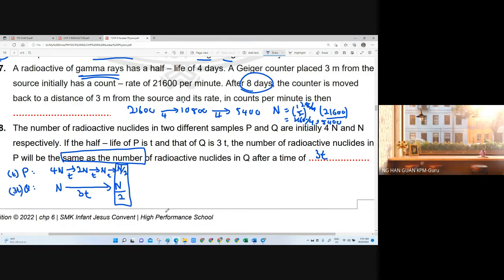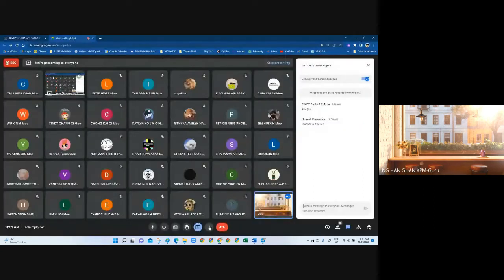So let's continue from here, 6T. After another T, P becomes N over 4. Another T, N over 8. Another T, N over 16. For Q, after 6T, it has gone through only 2 half-lives, so it is N over 4. Are they the same? They are not the same after 6T. After 6T, P is N over 16 but Q is N over 4. So obviously, the answer is not 6T.